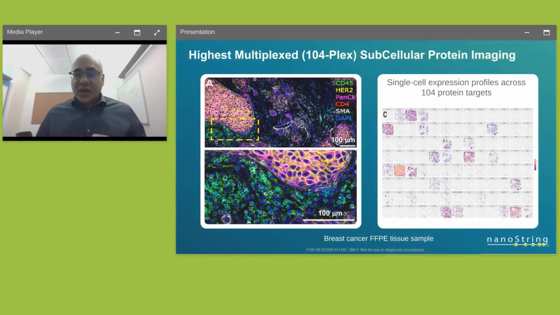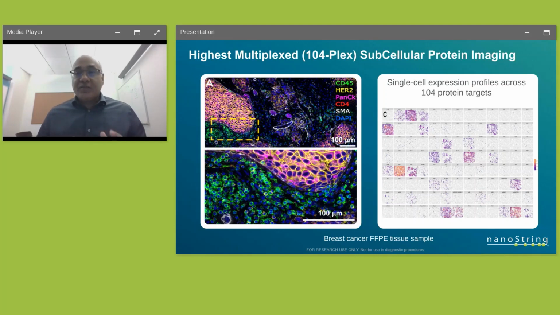CosMx has already demonstrated 104-plex protein analysis at a subcellular level. I would like you to concentrate on the lower left-hand image. Here, HER2 expression is highlighted with a yellow color, and it is predominantly located on the plasma membrane. Whereas PanCK is highlighted here with a pink color and predominantly located in the cytoplasm, whereas the nucleus is stained with DAPI in blue. So this image beautifully indicates the subcellular resolution of CosMx.